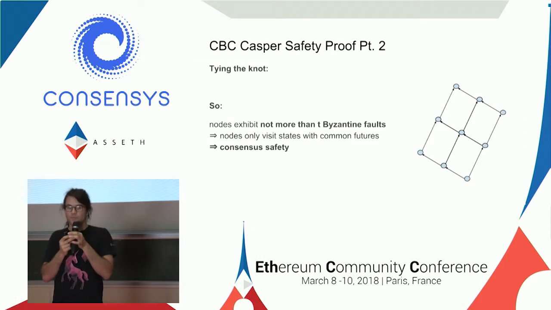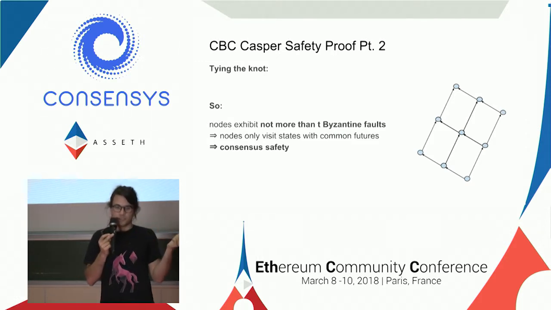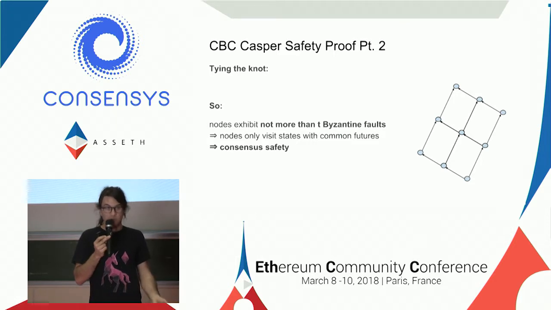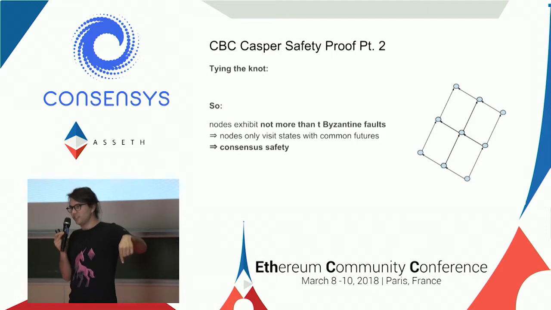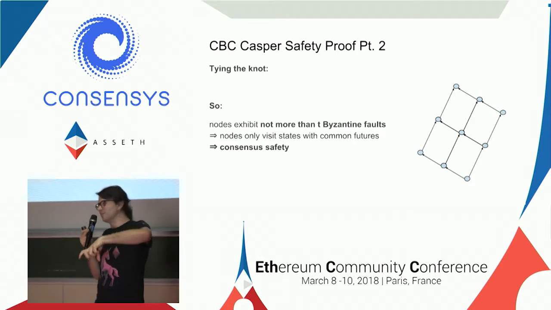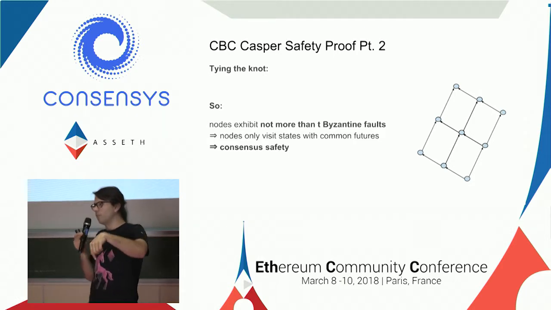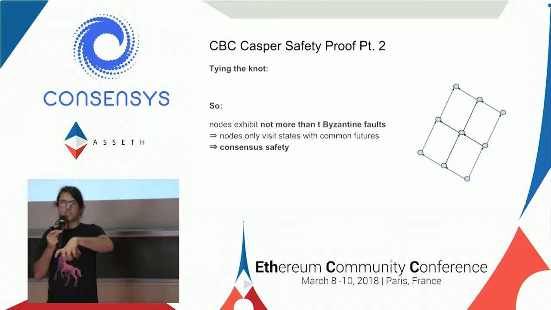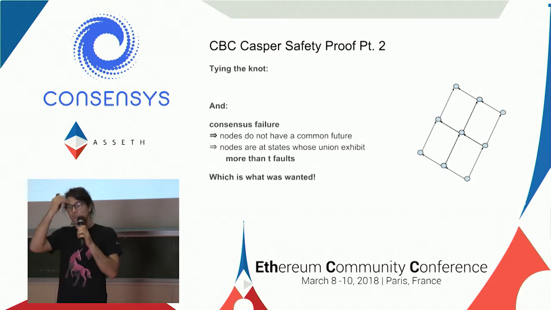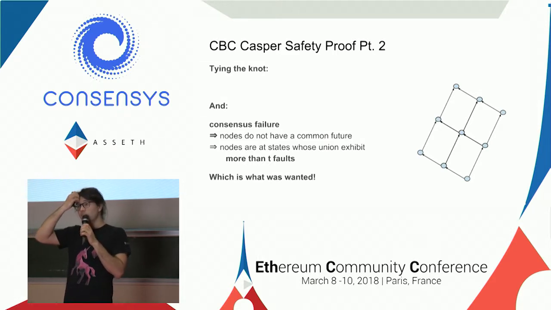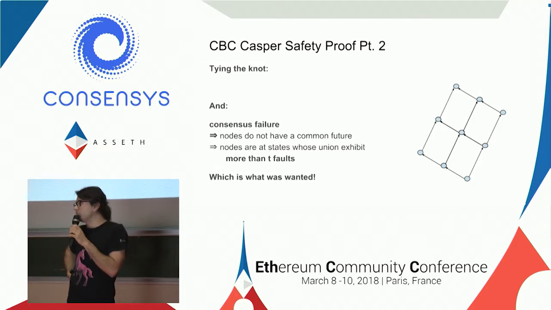Basically, as long as there's no more than T Byzantine faults in the actual network, the nodes will only ever visit states such that their union exhibits less than T Byzantine faults, and therefore will have this consensus safety due to the property of having common futures. And the flip side is, if there's consensus failure, that means that nodes didn't have a common future, which means that the unions of their states exhibited more than some number of Byzantine faults, because otherwise that would be a protocol state and they would have a common future.